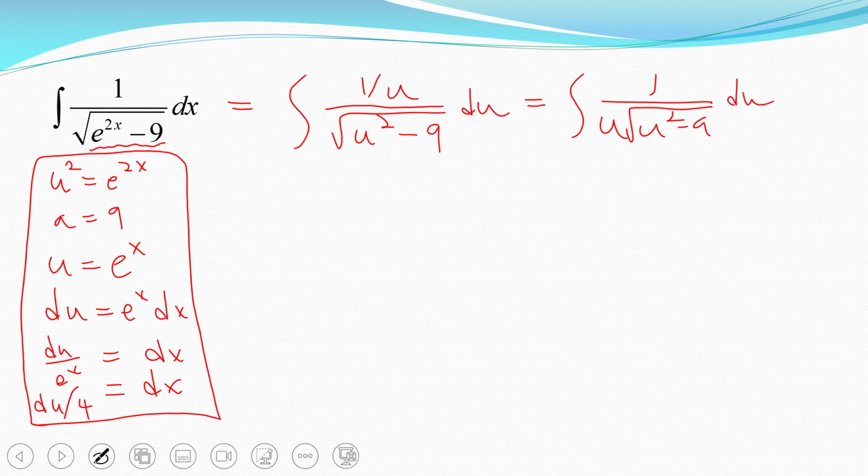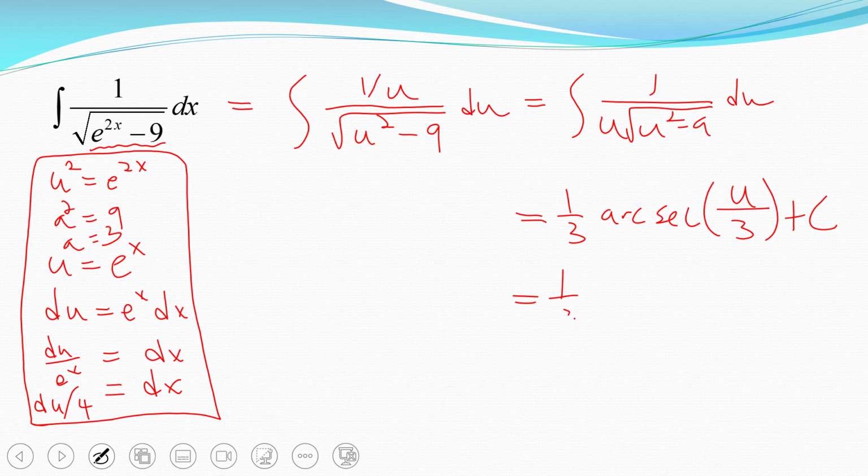Just clean that up. That's the integration of 1 over u times the square root of u squared minus 9 du. And that follows the rule of the arcsecant. It just doesn't have the absolute value in it. But that's okay for the integration because the absolute value gets in the final answer. So that then is equal to 1 over a. If a squared is 9, that means a is 3. So that's 1/3 the arcsecant of u over a, which is 3, plus c. So that's 1/3 the arcsecant of u, which is e to the x, all over 3, plus c. And that's the answer to that problem.